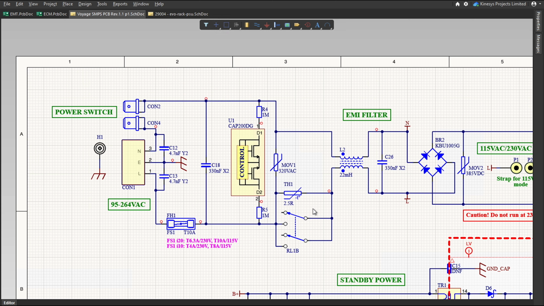But the thermistor is a lossy component, as it will always dissipate heat. So in this example we also have a power relay, and the job of the power relay is to short out the thermistor as soon as the voltage output of the switch mode power supply is stable.